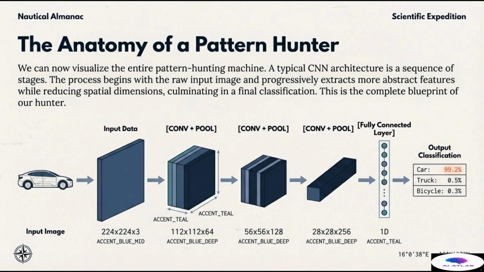Finally, the highly abstract, deep feature map is flattened into a 1D vector and passed to the fully connected layer. This final section performs the high-level reasoning and culminates in the output classification, providing the probabilities for potential objects, completing the blueprint of our sophisticated pattern hunter.